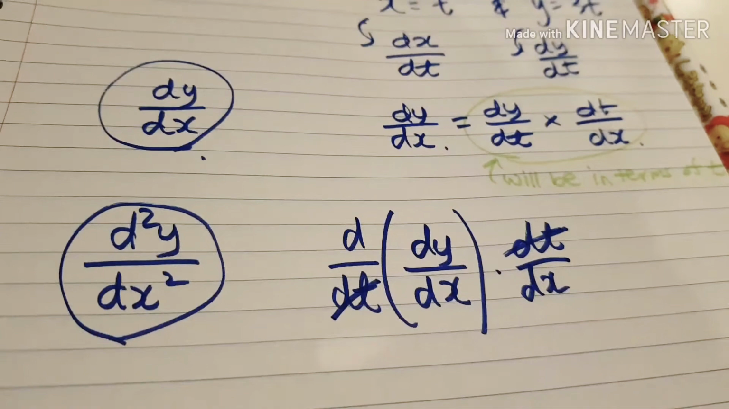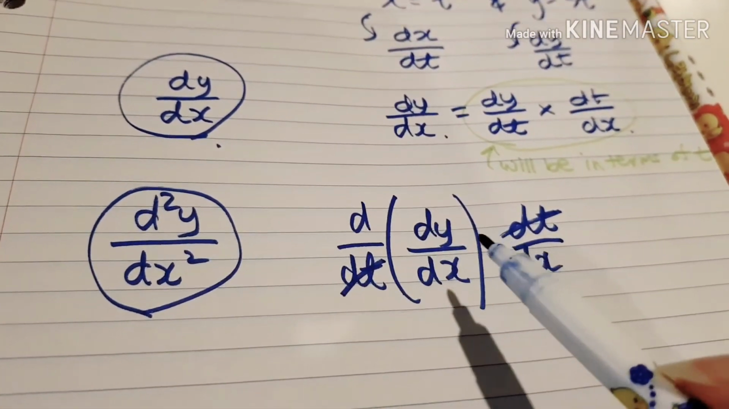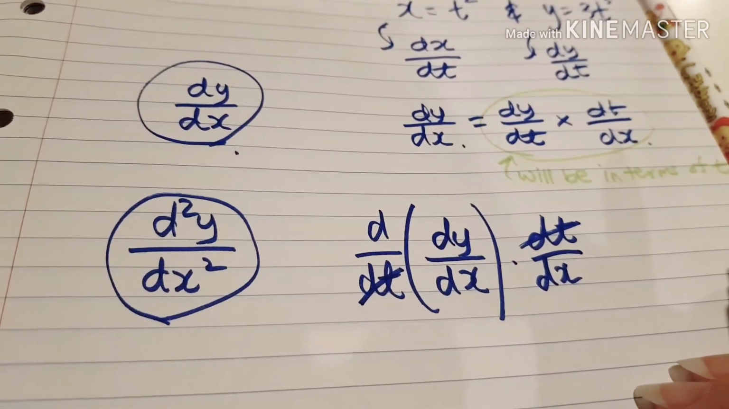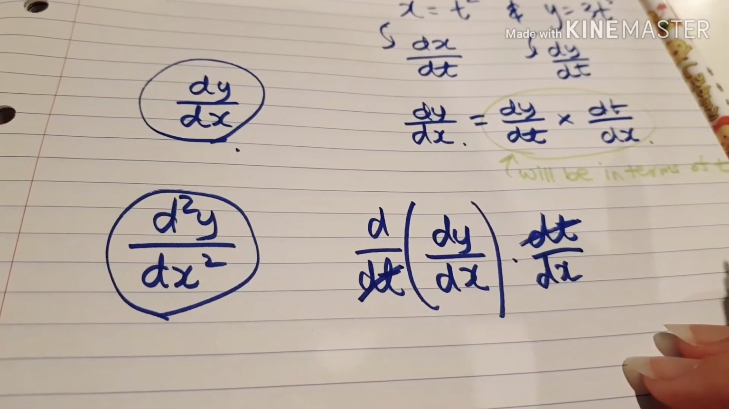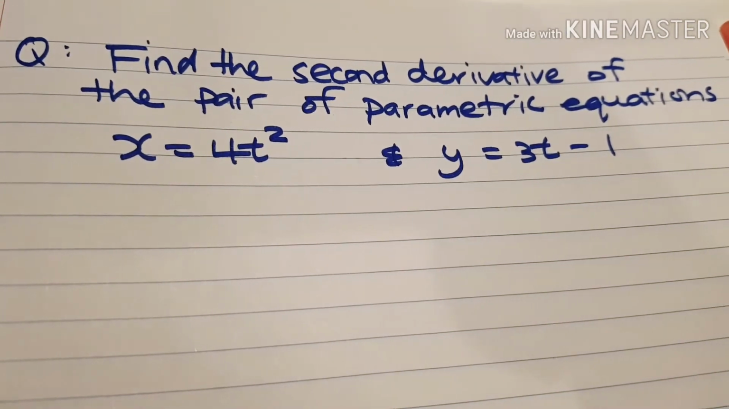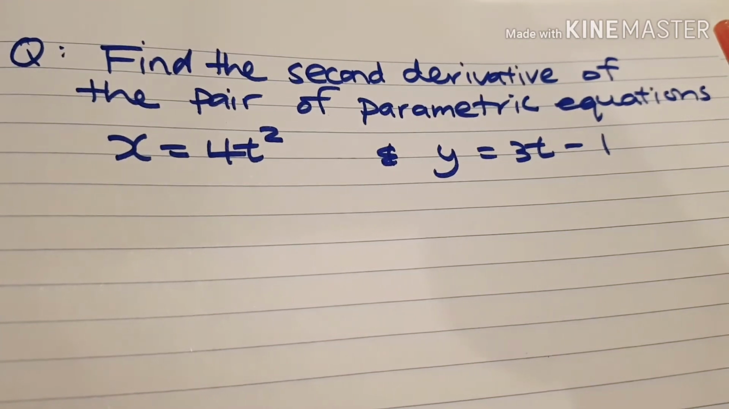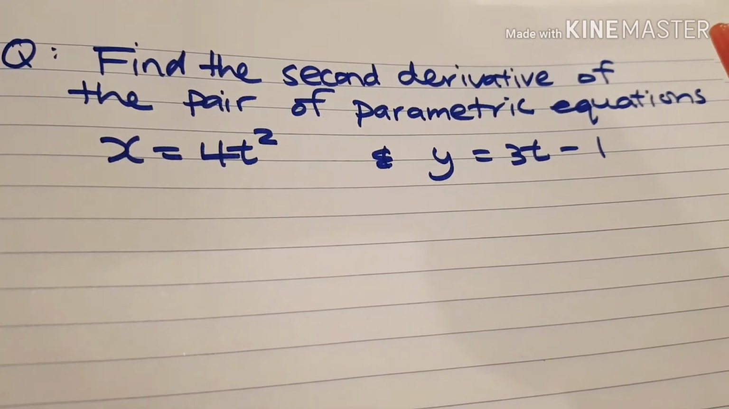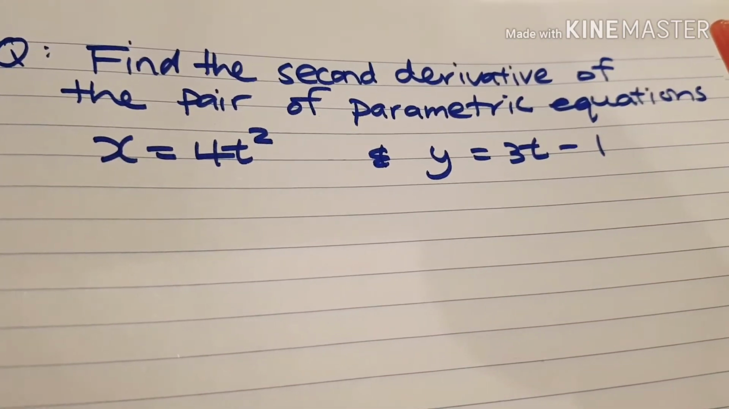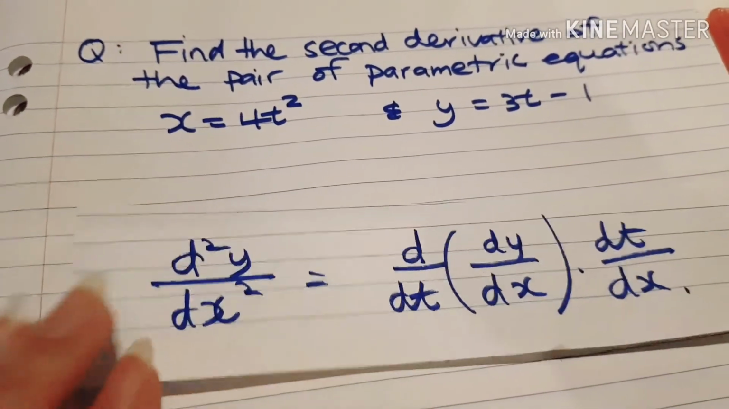Okay, so if we redo it, I have two d's, d to the power of 2, y, dx, I've got dx twice. Okay, this will be the formula for the second derivative of the parametric equations. Okay, this is a question. It says find the second derivative of the pair of parametric equations, x function followed by the y function. Okay, so remember the formula for the second derivative is this one, right?